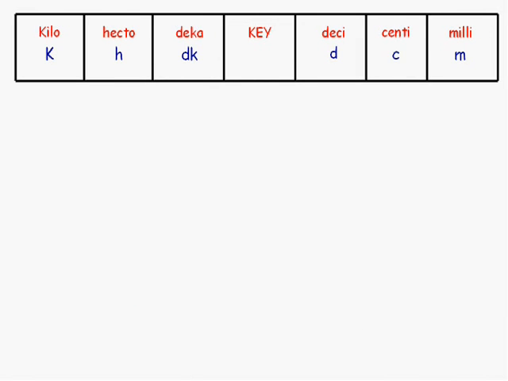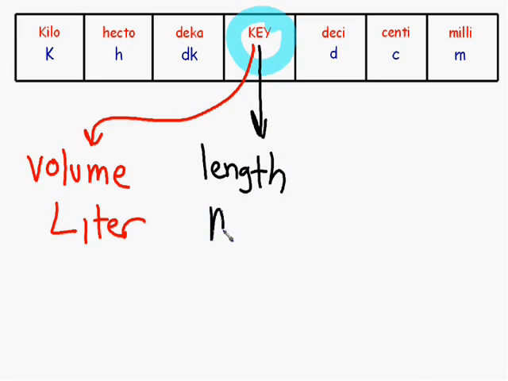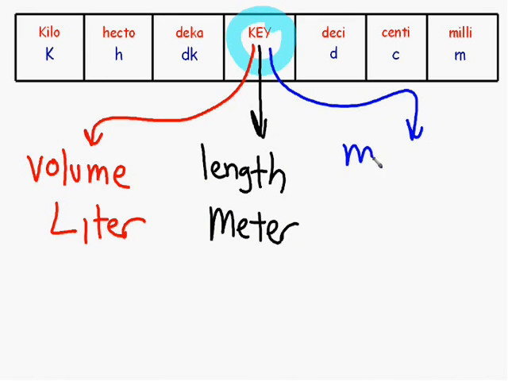You do, however, have to commit the metric prefixes to memory. At the center is the key unit, and that represents one of three things. For volume, the key unit is the liter. For length or distance, the unit is the mighty meter. And for mass, the key unit is the gram.